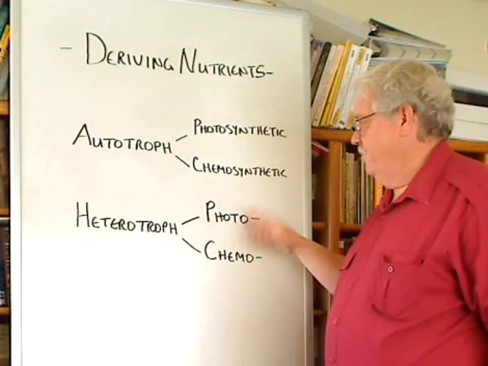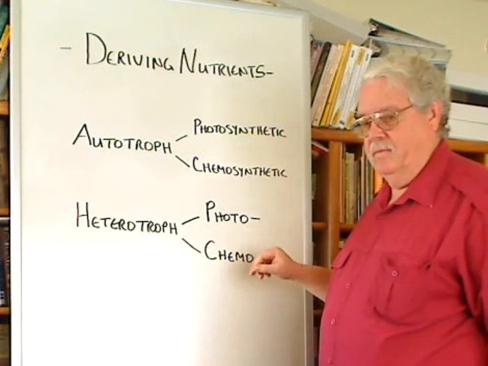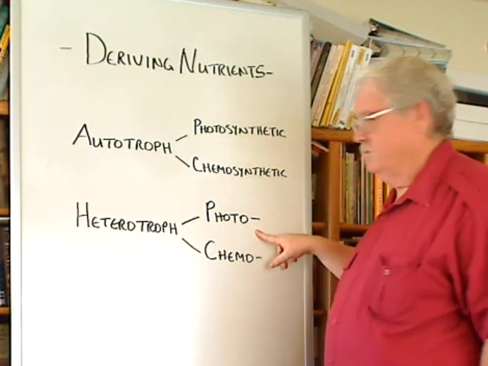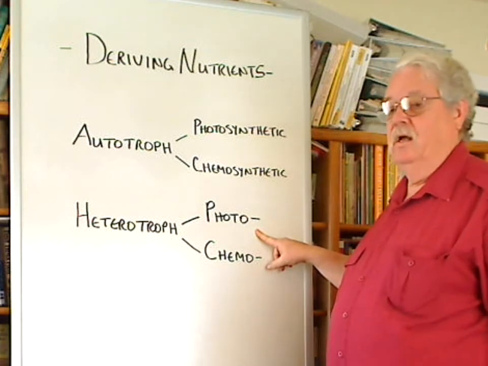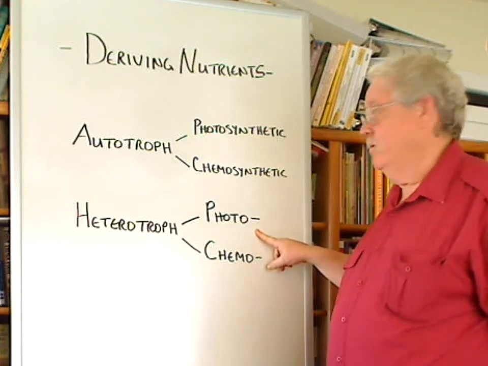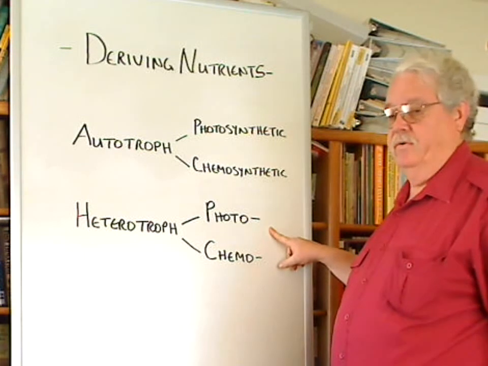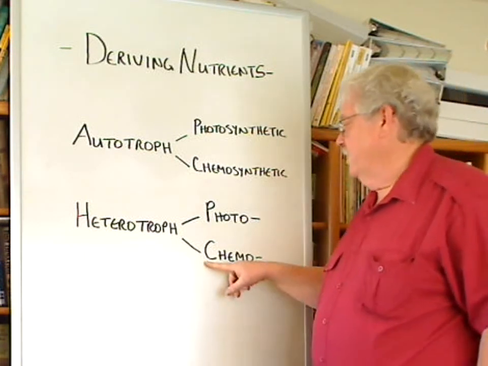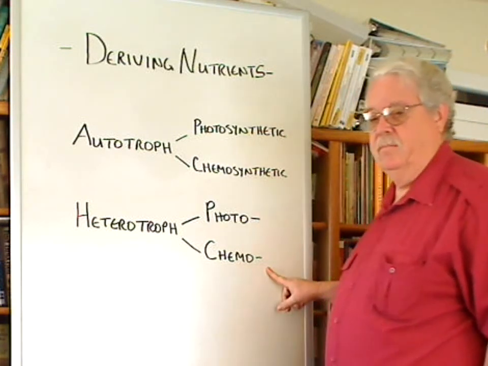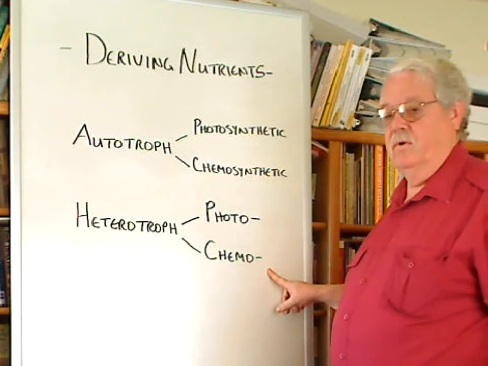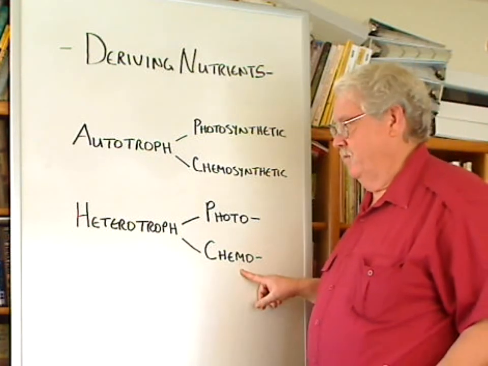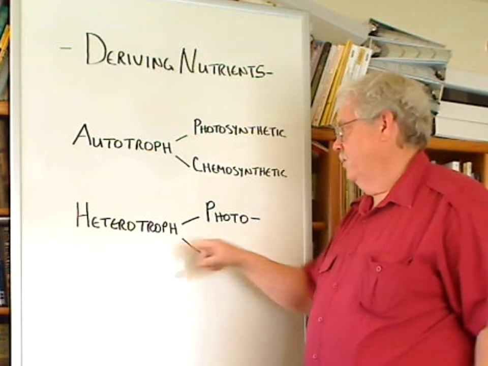Heterotrophs, we have two classes. One's not quite as common as the other. The photoheterotrophs actually need sunlight along with larger organic materials in order to derive their nutrition, where the chemoheterotrophs are totally dependent on feeding on other organisms. This is oftentimes called Heterotrophs Proper.